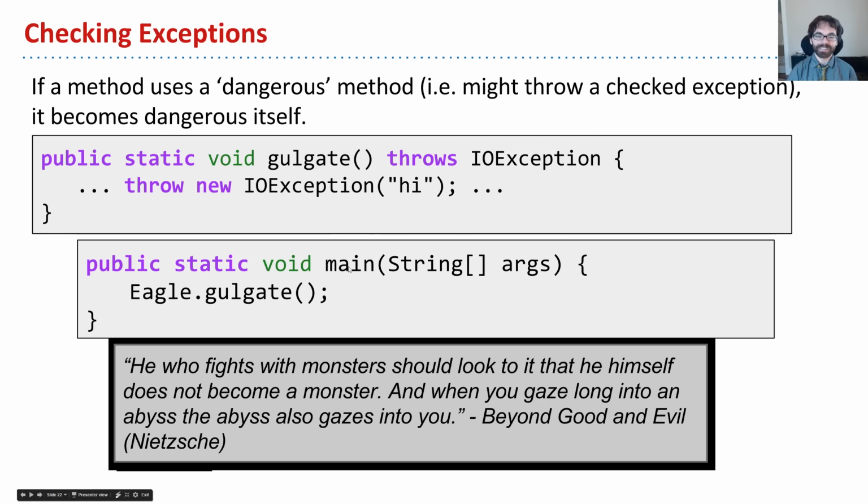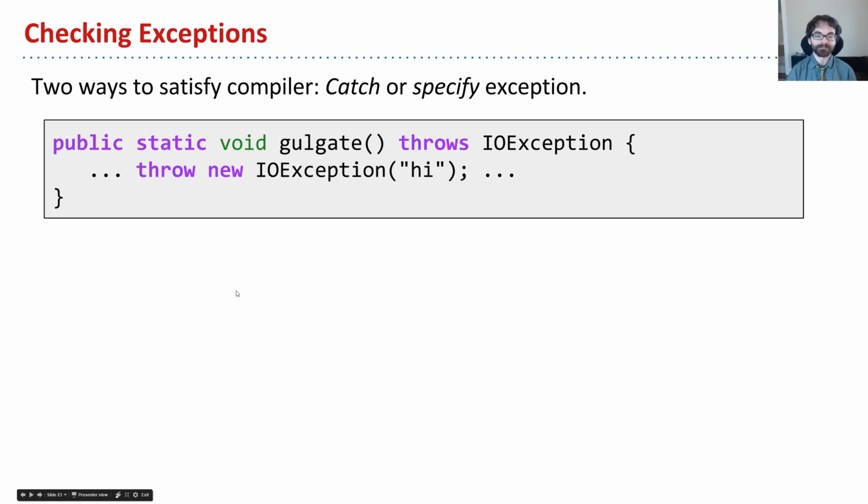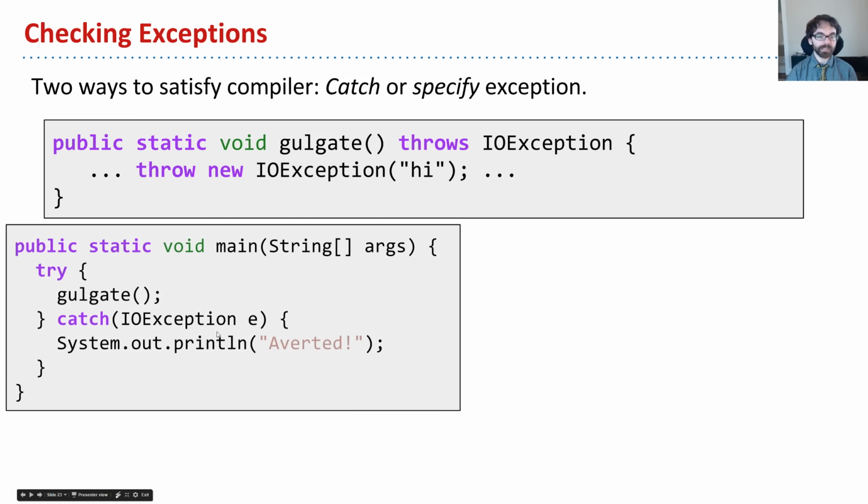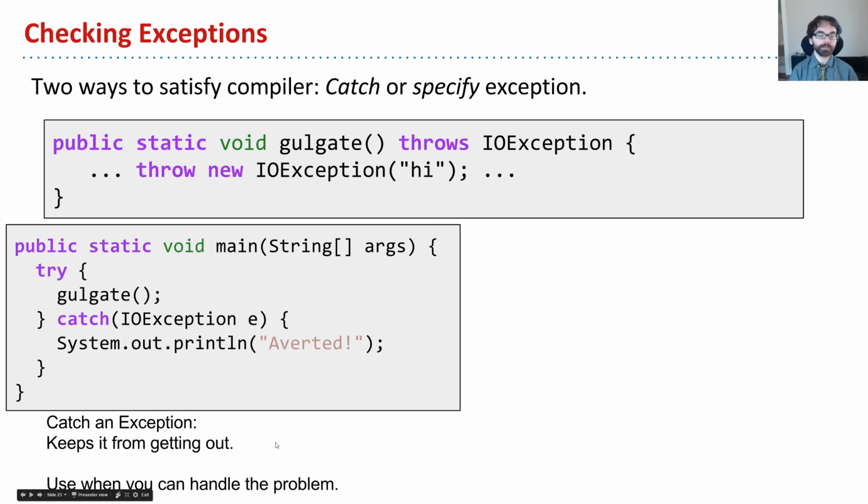So how do we handle this? How do we deal with the fact that eagle Goalgate might throw an IO exception? Well, we have a rule for that. We can either catch or specify. So here's my code up top. One possibility is in main, we can catch it. We can try to Goalgate. In this case, I've imported the method from eagle already, so it's not actually saying eagle.Goalgate, sorry. And then we catch that exception. And in that case, we've averted the crisis. This will compile just fine. And in this case, we're keeping the exception from getting out.